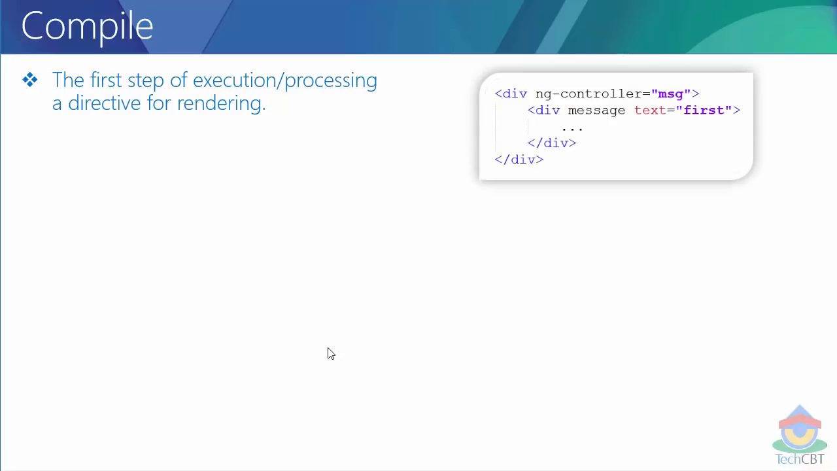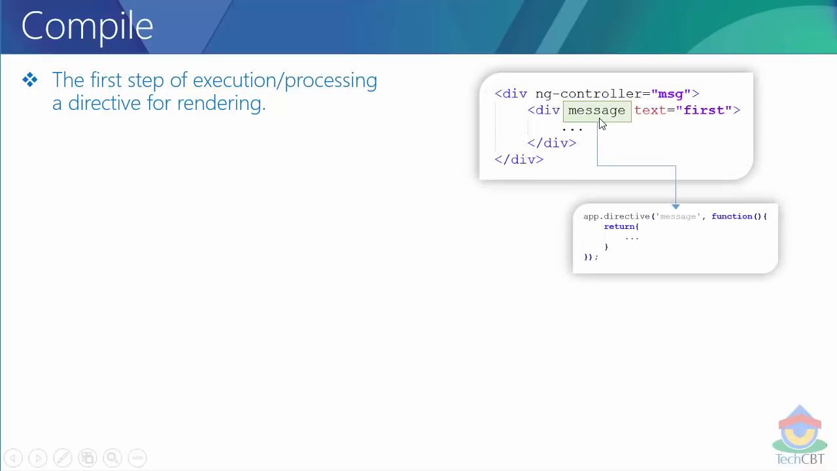For our purposes, let us consider I have a very simple markup in this manner. The first thing is that I have a div, and inside that I have message. Which means message is going to be my custom directive, which might be defined as follows. In this case, I am not using any template or template URL. Just consider it is a plain directive which has this kind of markup.